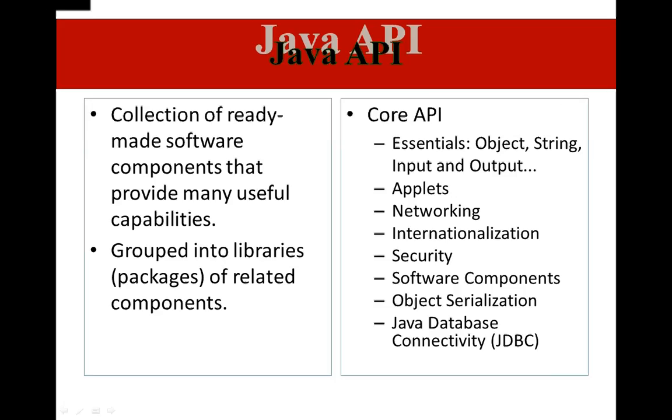The packages in the core API include a package called java.io, which handles input output, object, string and a few more. And we have applets, networking, internationalization, security, software components, object serialization, and JDBC. These are all the core APIs which we have in a system when you set up the Java platform.